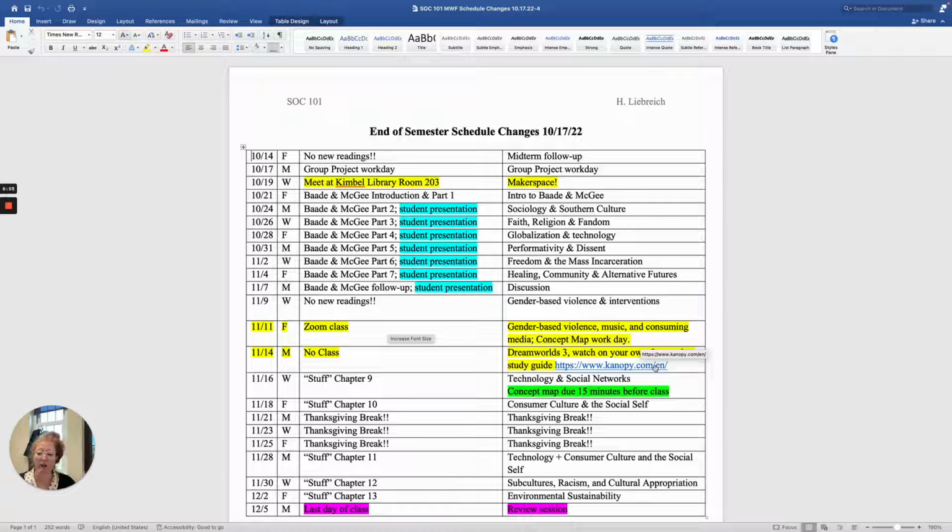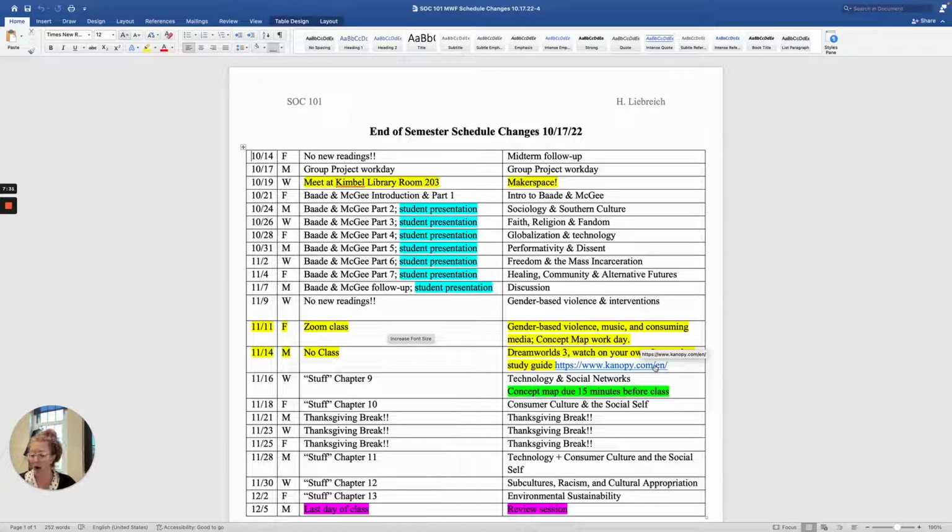Then you'll notice that the deadline for the concept map has been extended to the entire class. So the new deadline is Wednesday, November 16th, 15 minutes before class. And then I will be lecturing on Stuff Chapter 9, going over technology and social networks. That way, you'll have your concept map completed and out of the way as you begin to prepare for the final exam.